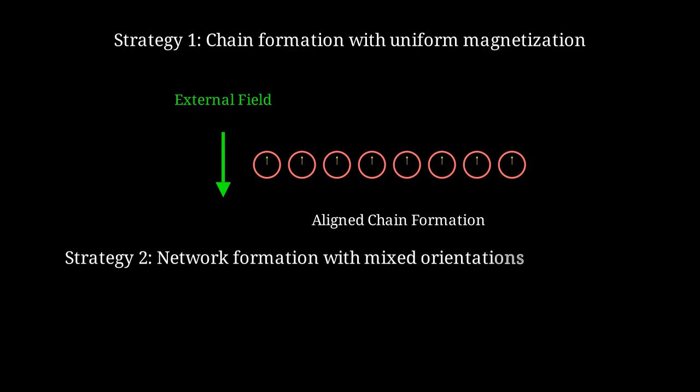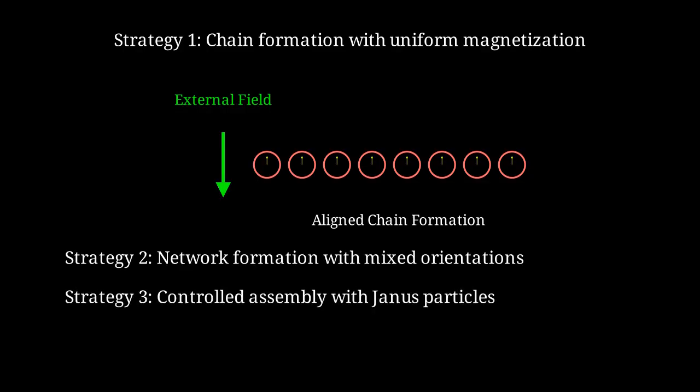Strategy 2 uses particles with different magnetization directions. This creates branch networks and more complex three-dimensional structures. Strategy 3 employs Janus particles. The asymmetric magnetization allows directional bonding and hierarchical assembly into specific geometries.